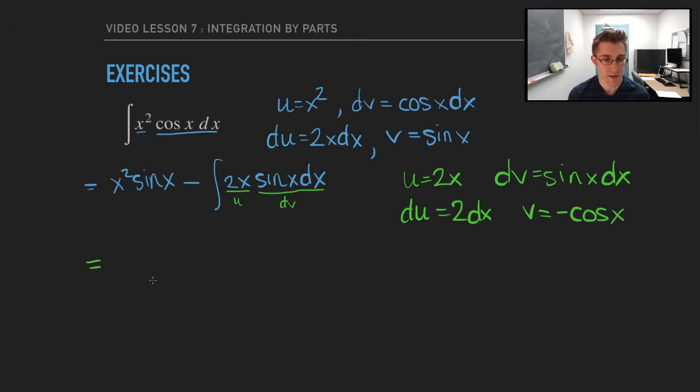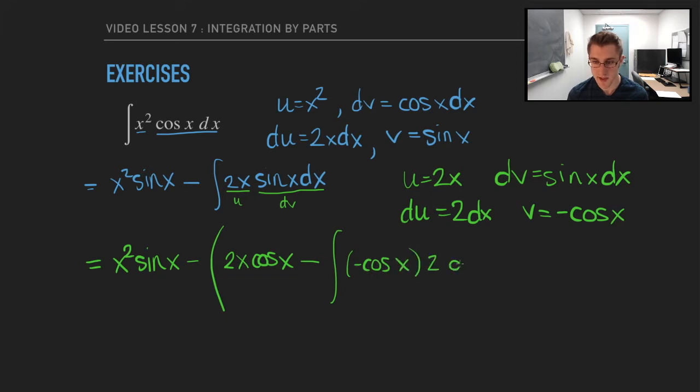And now we're ready to write down the integration by parts formula again. I have x squared sine x from before, and then minus, there's going to be a bunch of minus signs here, so I'm going to put parentheses. U times v is 2x cosine x minus the integral of v du. So v is minus cosine x.